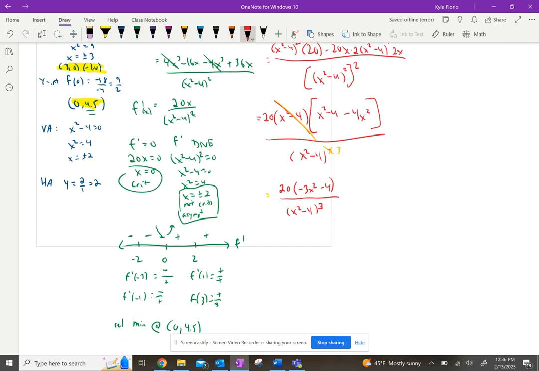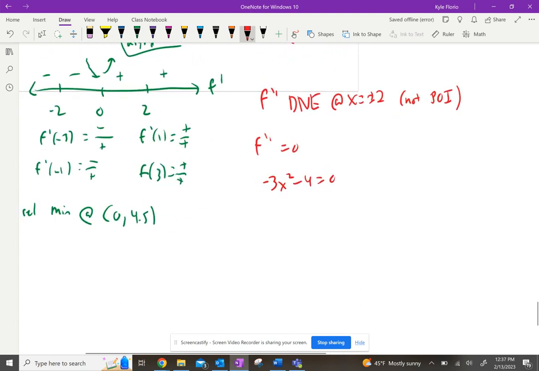And we want to find out where this thing is 0 or does not exist. Again, the second derivative is not going to exist at our asymptotes, so at x equals plus or minus 2, but those are not going to be points of inflection, because we know that at 2 and negative 2 we have an asymptote. So we want to find out when this thing is equal to 0. That's when the numerator equals 0. So I really just need this thing. The 20 is not going to matter, I just need the minus 3x squared minus 4 equals 0. Multiplying 0 by 20 would still get me 0, so that's fine.